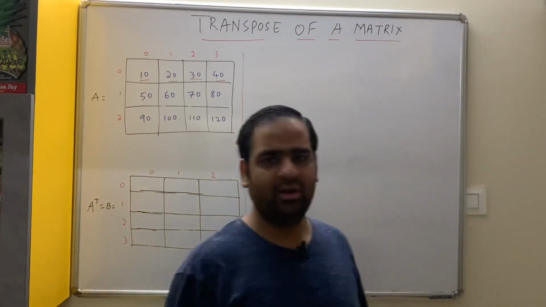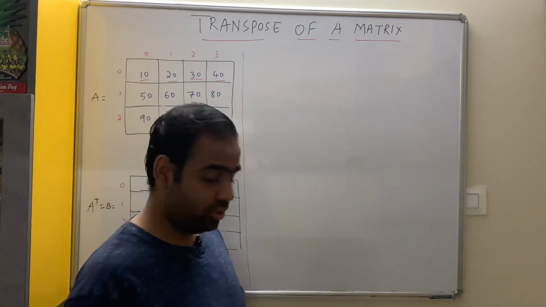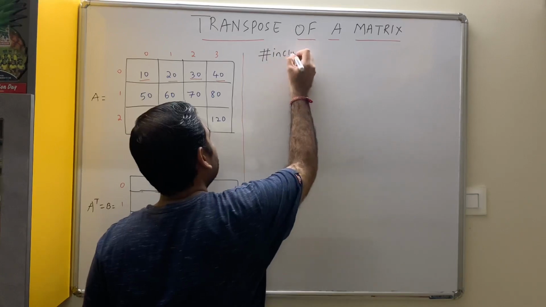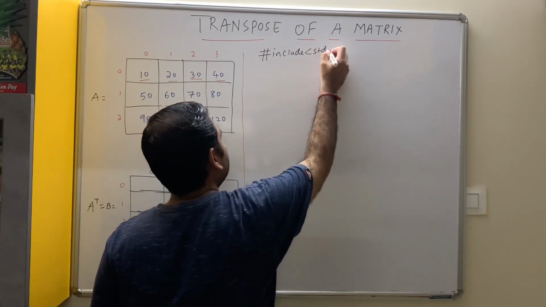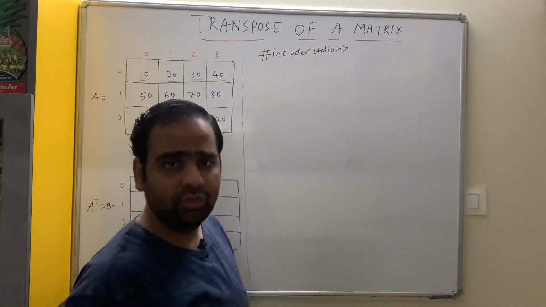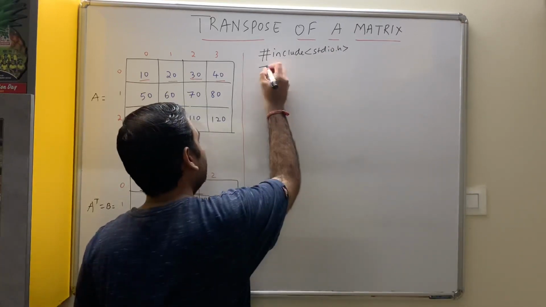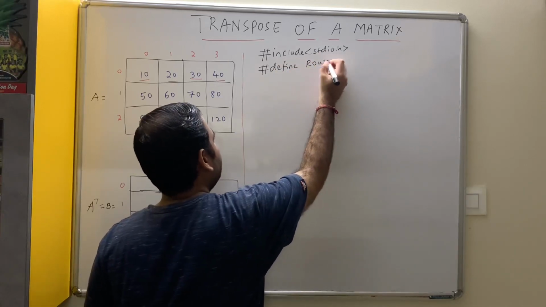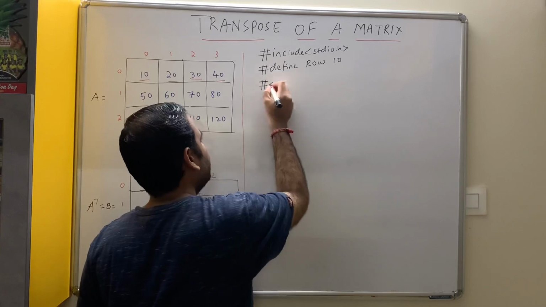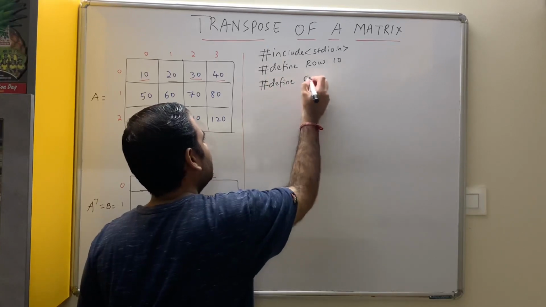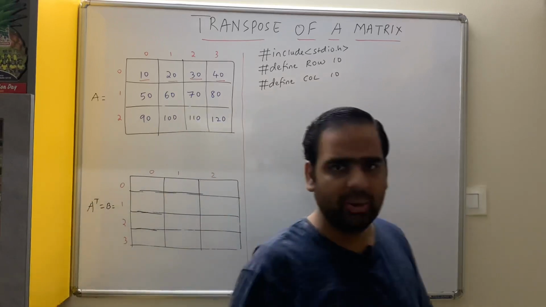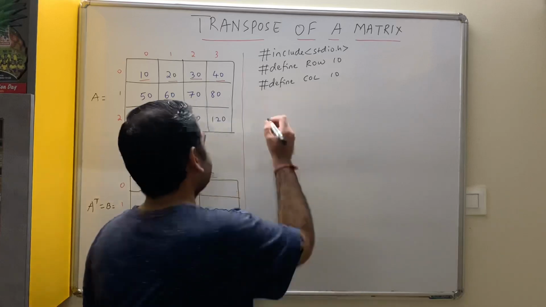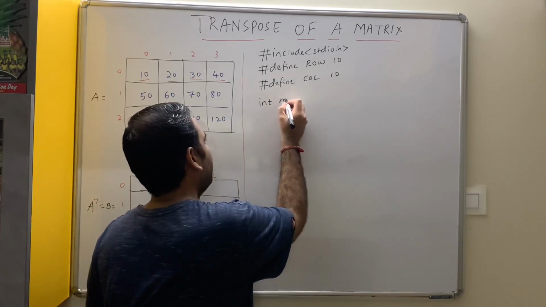Let us see how we write the program for the transpose of the matrix. We write hash include stdio.h, and we use constants to define the number of rows and columns. I say hash define ROW 10, you can say 100, any number you like, hash define COLUMN 10. Now the maximum number of rows and columns is 10. Now you need to write all the prototypes we are going to use.